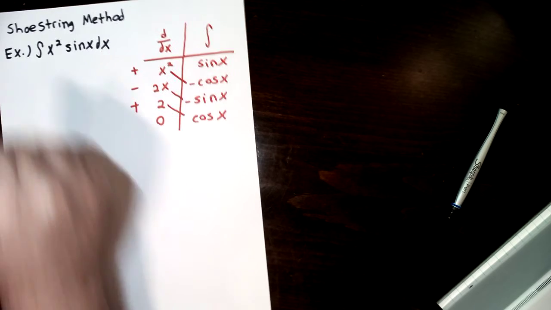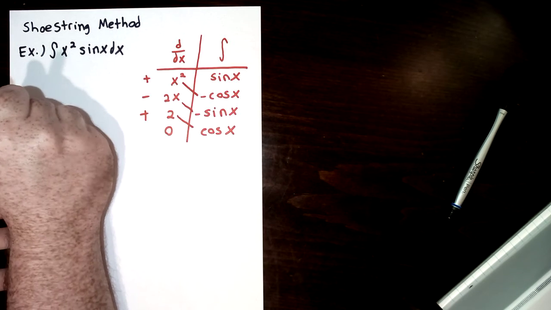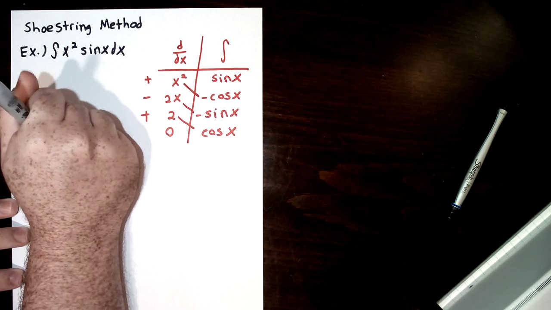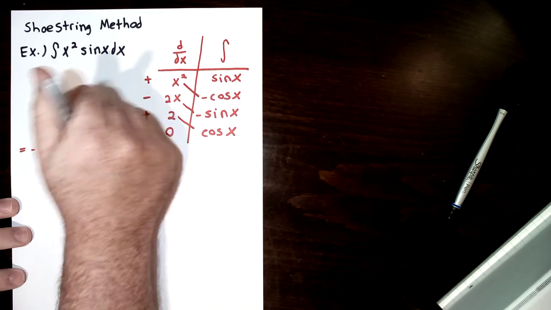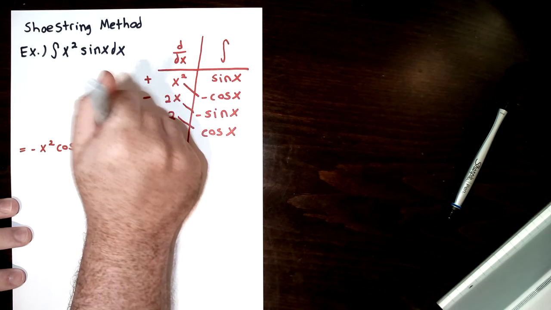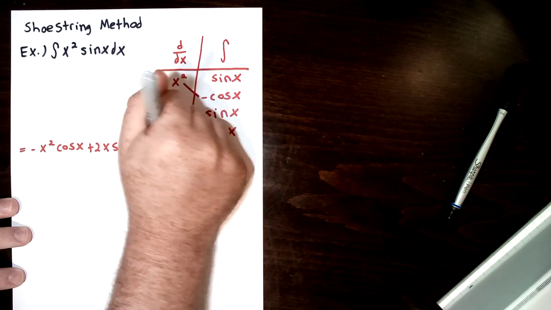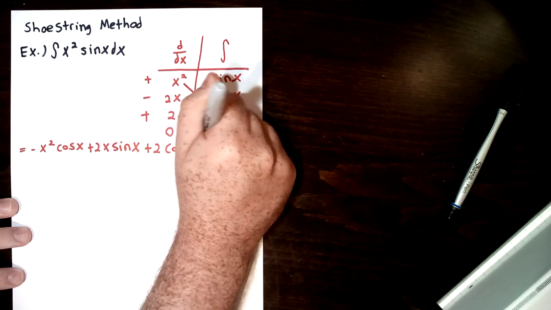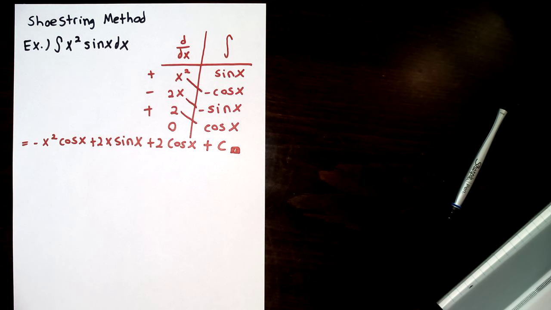So this is simply equal to negative x squared cosine x. Now, minus a negative, so plus 2x sine x, then plus 2 cosine x, plus our constant. And there's our answer. Now we're going to go ahead and do one more example to conclude the lesson.